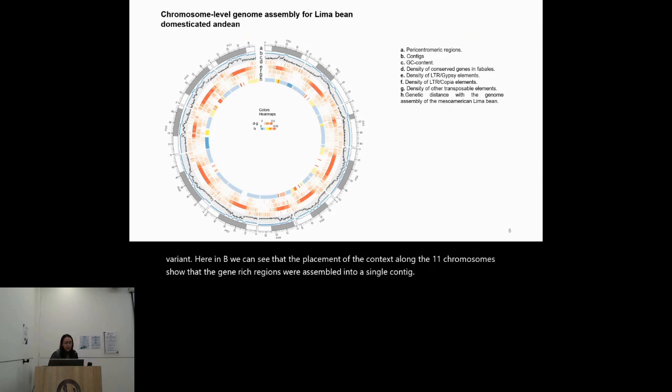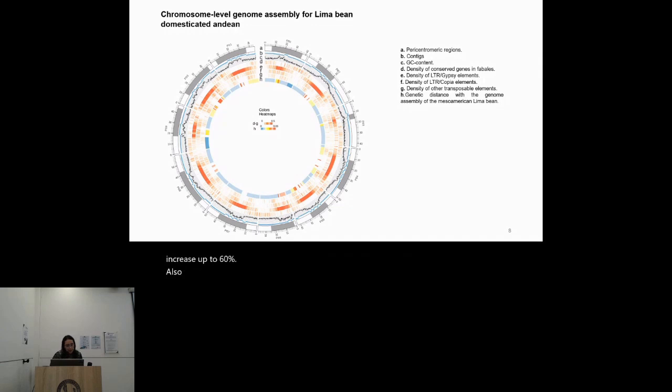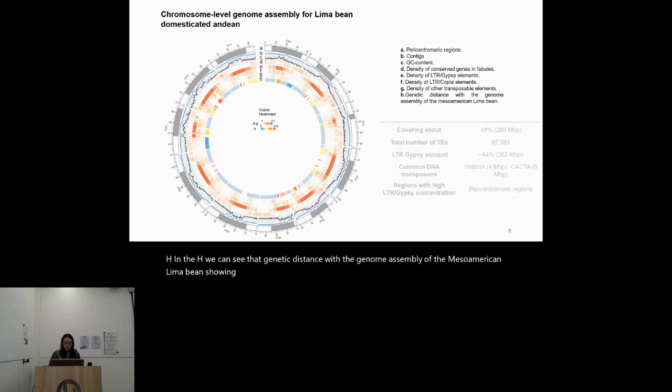Also, in C, we can see the GC content. The GC content varies between the two regions. For the gene-rich regions, it is more stable at about 30%, and for the pericentromeric regions, it increases up to 60%. Also, in H, we can see the genetic distance with the genome assembly of the Mesoamerican Lima bean, showing chromosomal stability.